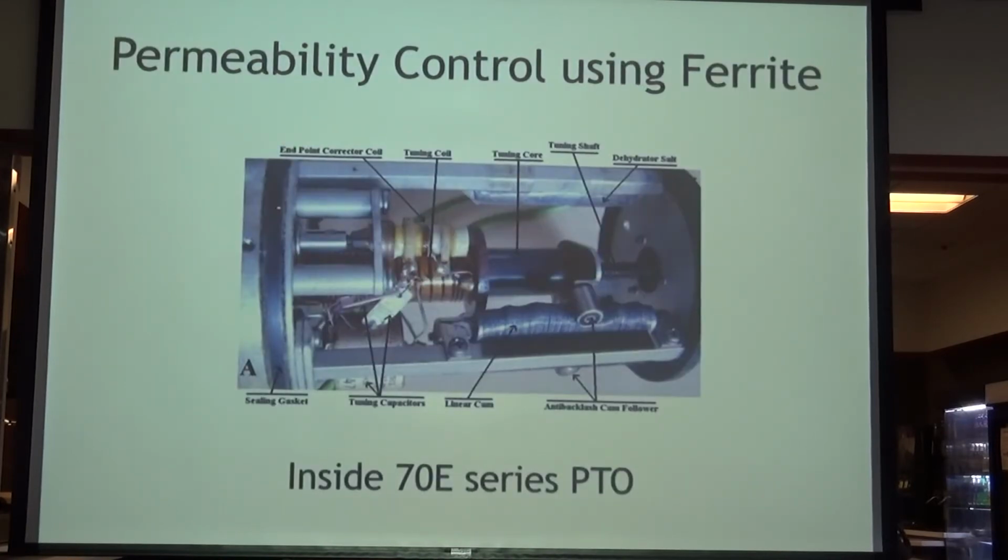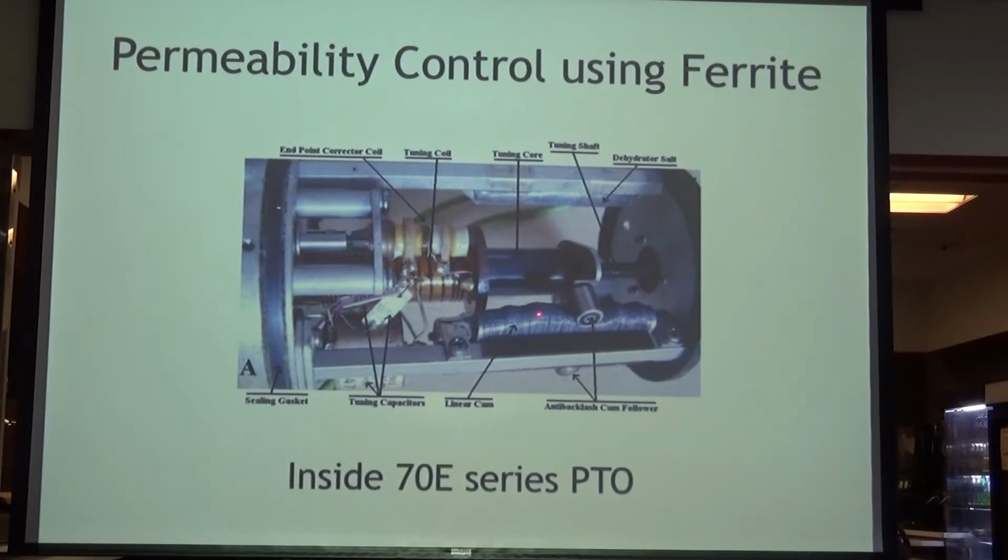This is the inside. I don't want to spend a lot of time here, but I'm really intrigued by how they worked. Rather than a tap on a coil like Mallory used, they ran a core in and out of the tuning inductor right here, the tuning coil. And that's a ferrite core. And it changes the permeability, which will then change the frequency.